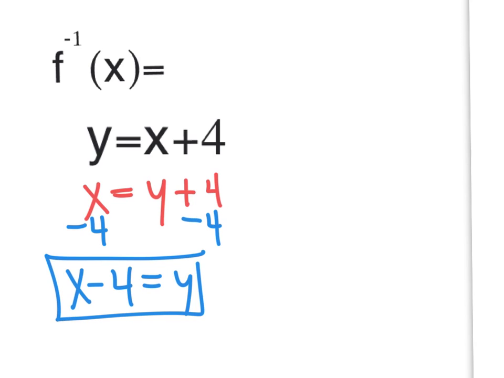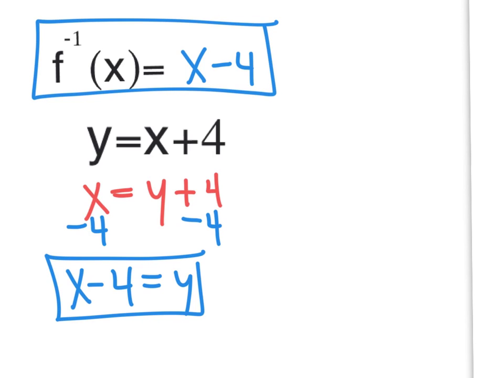Okay, so if you wanted to use the inverse notation, it says f to the negative 1 of x. Well, you would just write down x minus 4 right there. That's your inverse function of f of x. Cool?